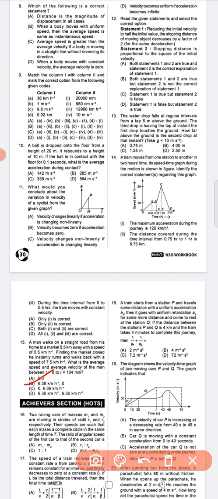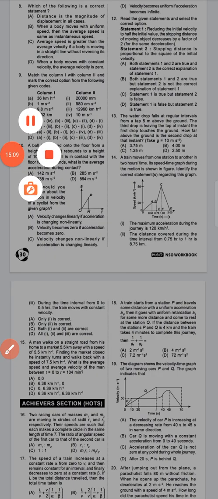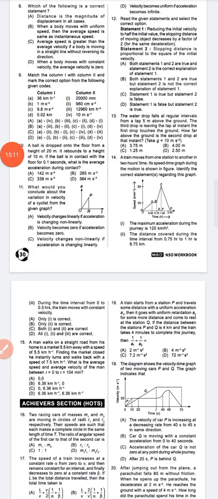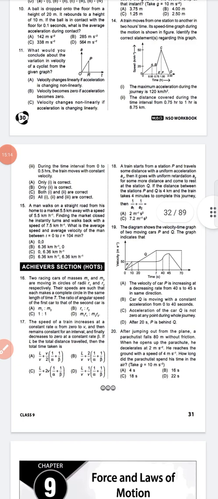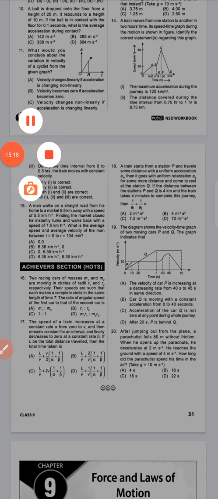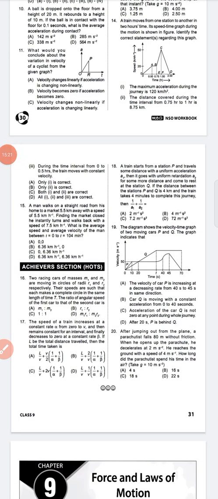Option B is the correct answer, 6.36 km per hour. Question number 16. Two racing cars of masses M1 and M2 are moving in circles of radii R1 and R2 respectively. Their speeds are such that each makes a complete circle in the same length of time t.